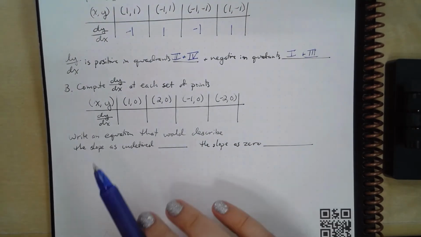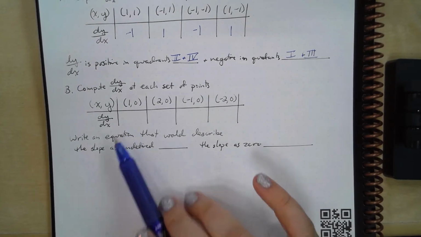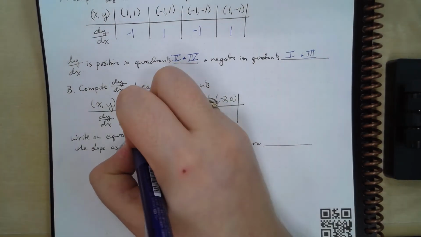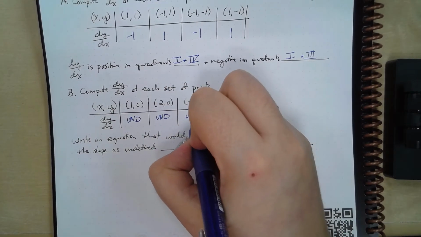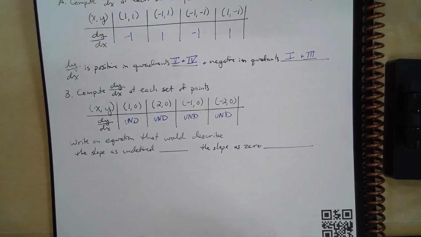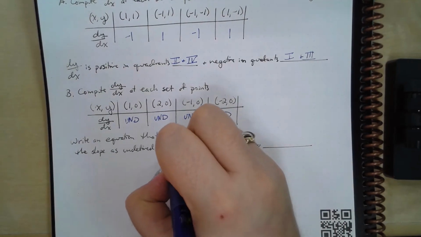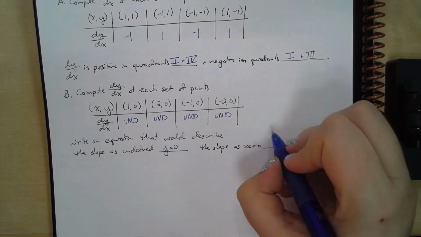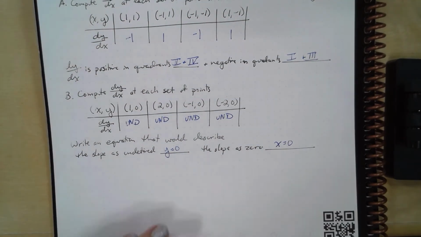So then we're asked to compute dy/dx at these sets of points. At (1, 0), well, that's going to be undefined. And at (2, 0), that's going to be undefined. At (negative 1, 0), that'll be undefined. And at (negative 2, 0), that'll be undefined. Great. So here now we're asked to write an equation that would describe the slope as undefined. Well, it's undefined when y is equal to 0. And the slope is 0 when x is equal to 0, right? Okay, let's expand on this a little bit more.